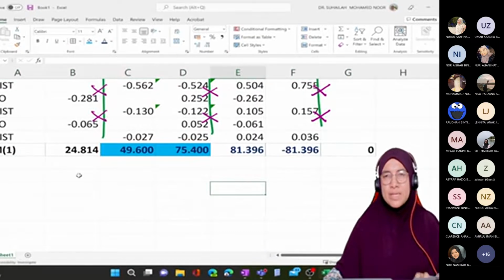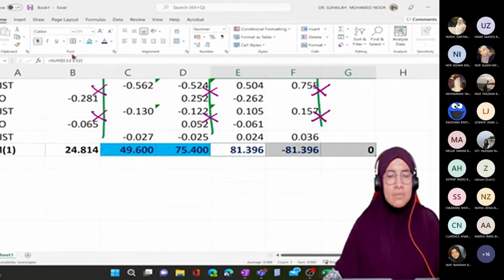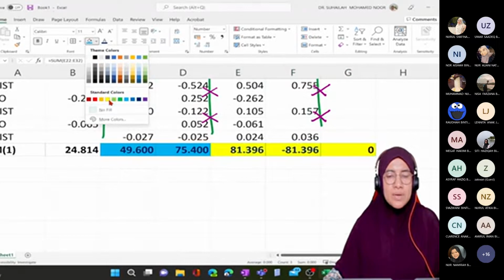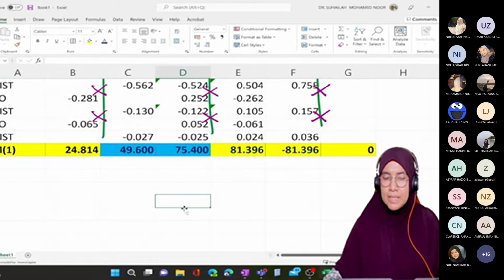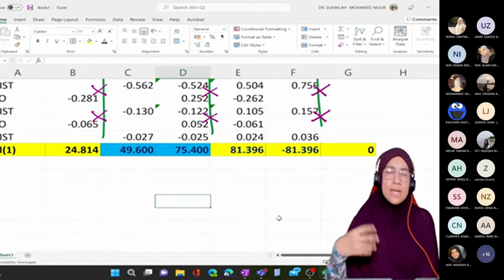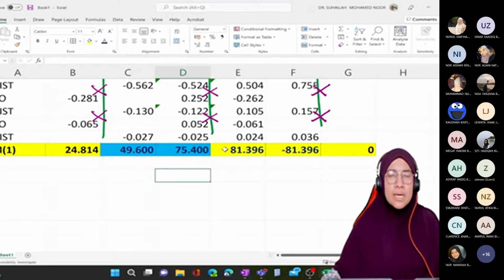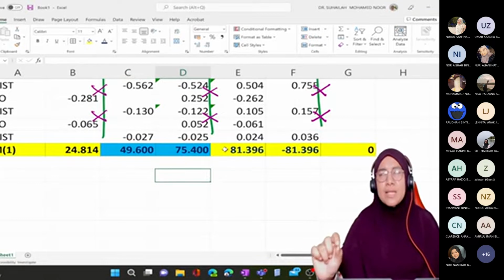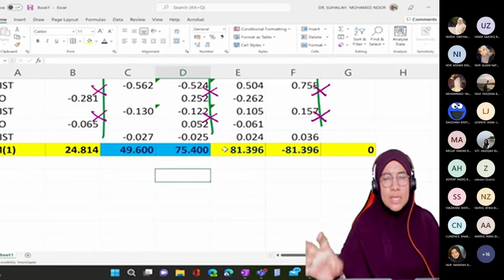Member end moment for table number 1 considering external loading only. Okay, if the question has no support settlement, then this is the answer. Here I highlight in blue because, as I mentioned earlier, total MBA plus MBC equals 0, because there is no external loading, no external moment.